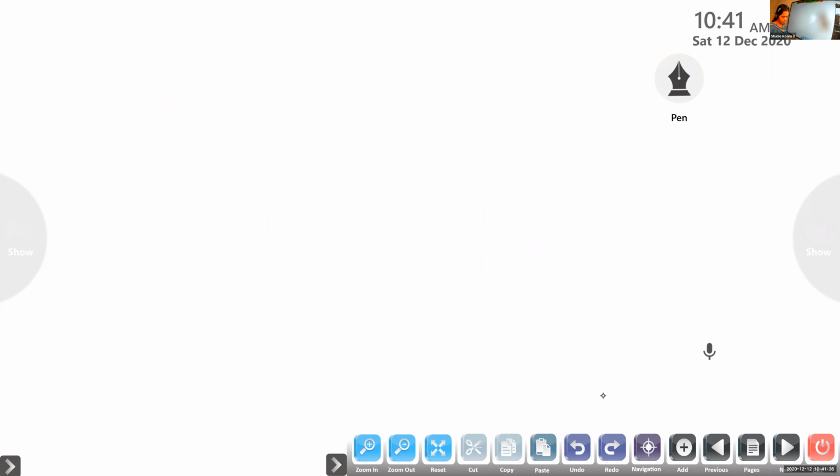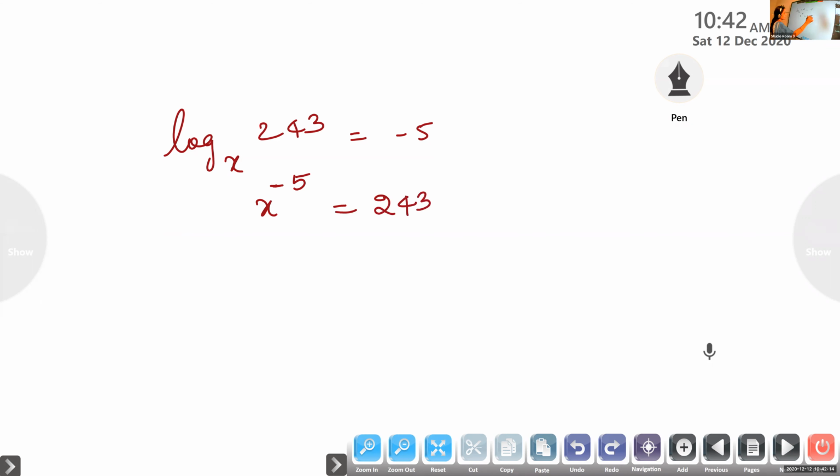Now do the next one. Log 243 to the base x is minus 5. We have to find x. How to do this? Convert into exponential form. x raised to minus 5 is 243.